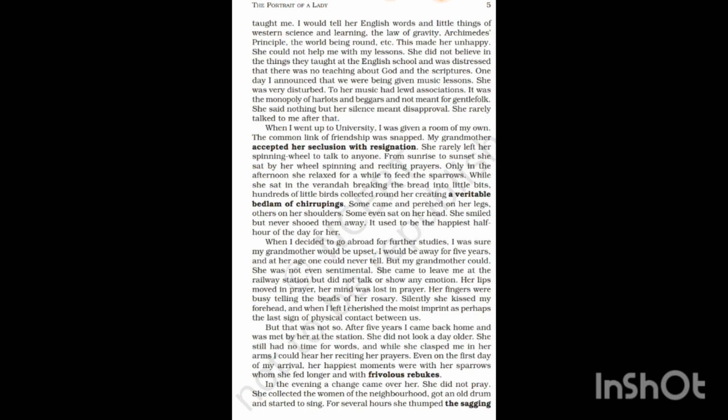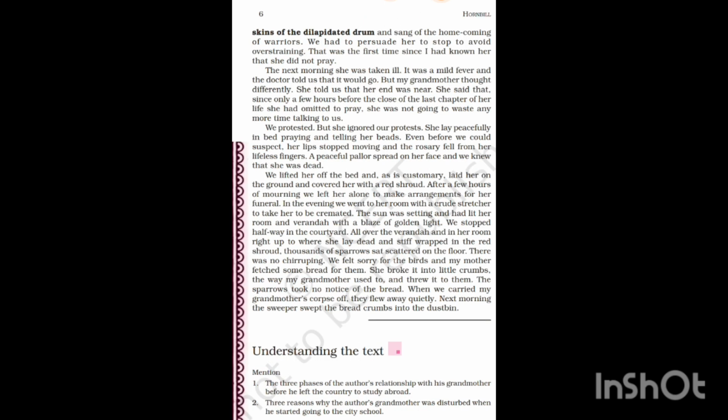In the evening, a change came over her. She did not pray. She collected the women of the neighborhood, got an old drum, and started to sing. For several hours, she thumped the sagging skins of the dilapidated drum and sang for the homecoming of warriors. We had to persuade her to stop to avoid overstraining. That was the first time since I had known her that she did not pray.